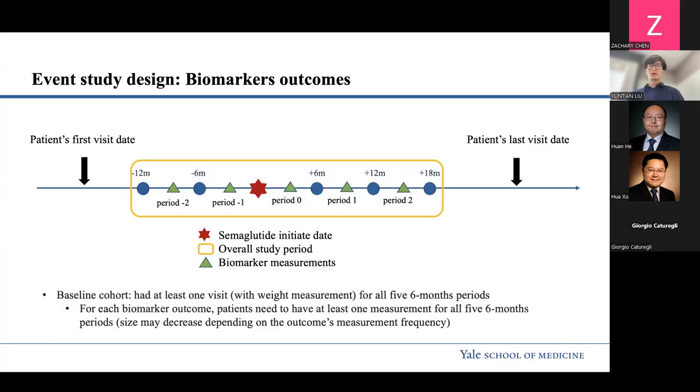So this is the event study for the biomarker outcomes. Given the baseline cohort, we have in total 5 relative periods, and to estimate the effect for those biomarkers, we require every biomarker outcome to have at least one measurement in these 5 six-month relative periods.